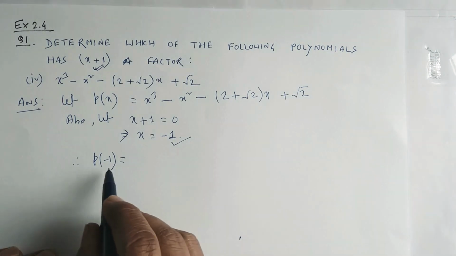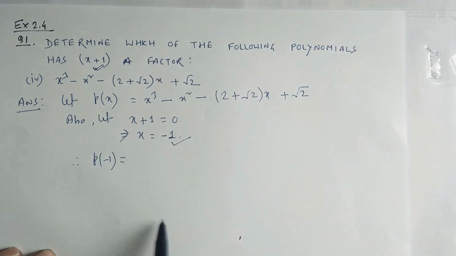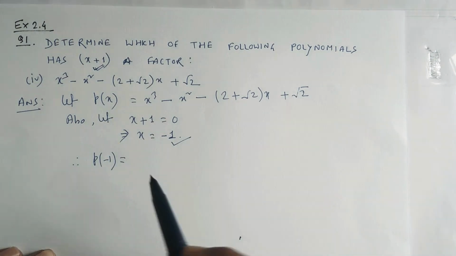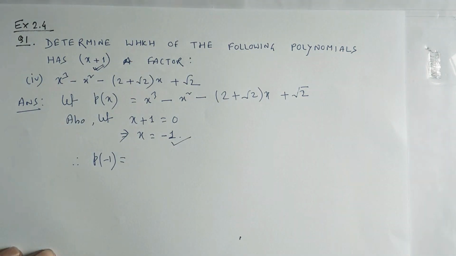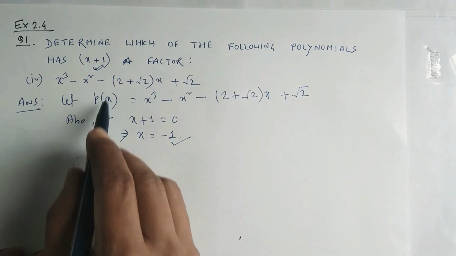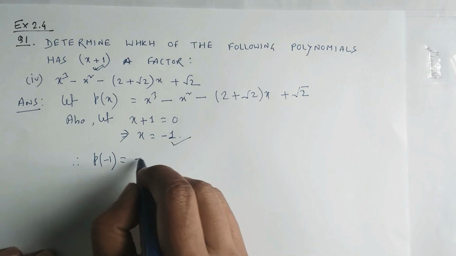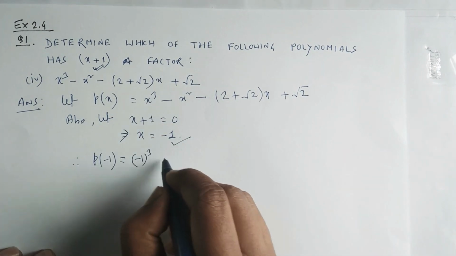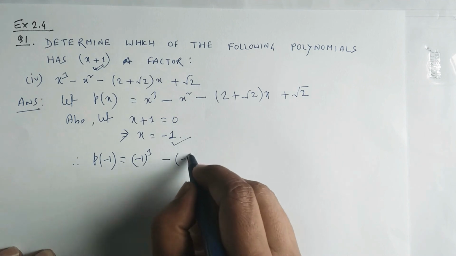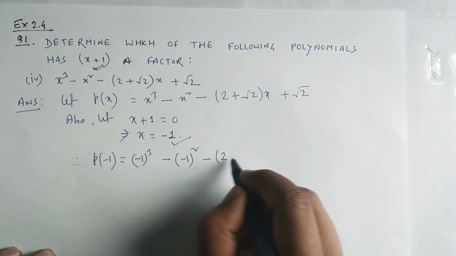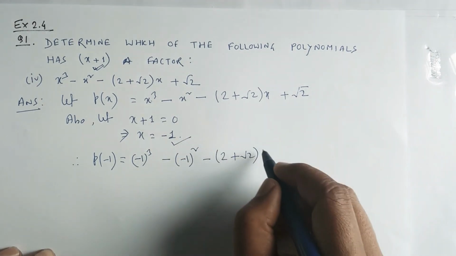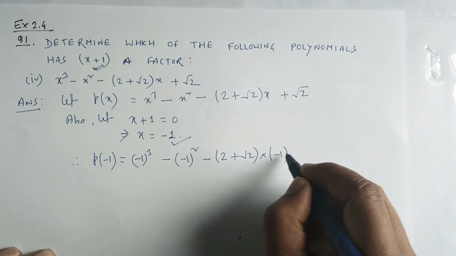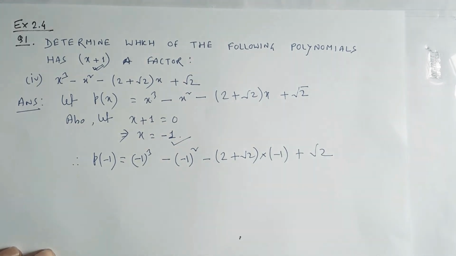And after replacing this x by minus 1, if we get 0, then this x plus 1 is a factor, otherwise it is not a factor. Now x is to be replaced by minus 1, so p of minus 1 equals minus 1 cube minus minus 1 whole square minus 2 plus root 2 into minus 1 plus root 2.